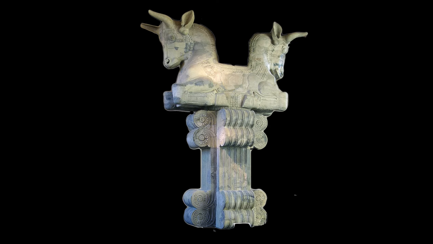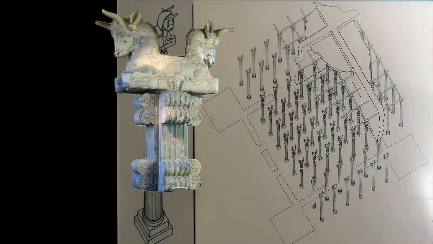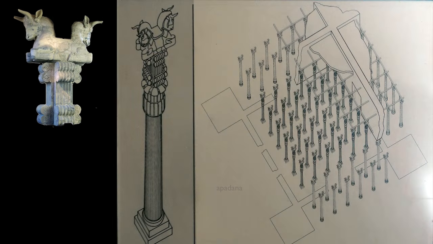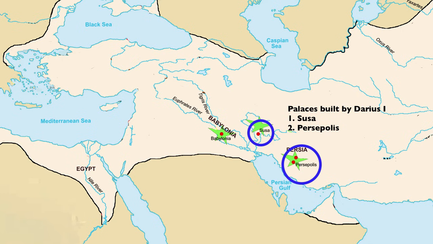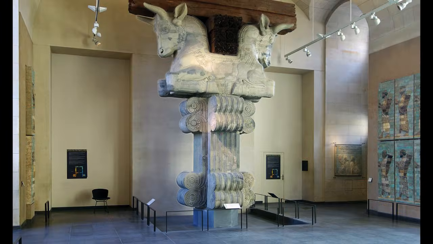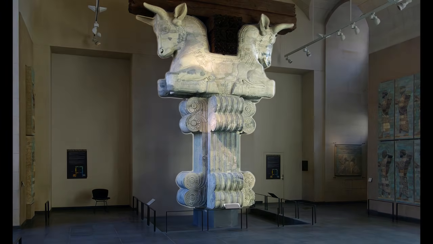This capital was one of 36 that topped enormous columns in the audience hall, or Apadana. So we're in the ancient city of Susa. This capital comes from one of two major palaces that were built by the Persian king Darius. Look at the size of those bulls. I wouldn't stand as tall even though it's crouching.